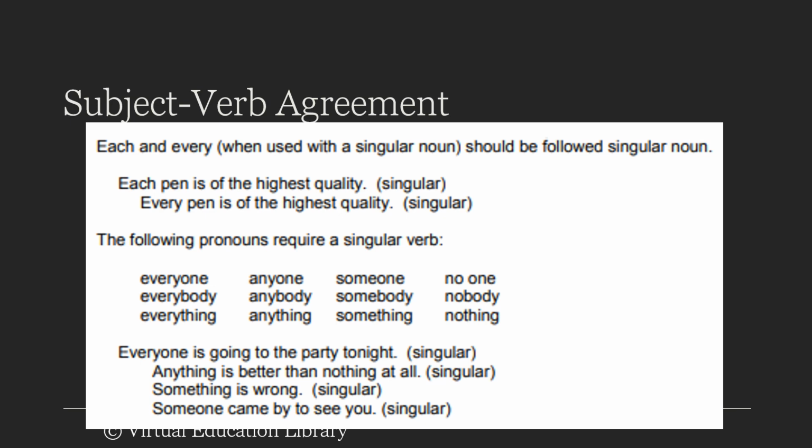The following pronouns require a singular verb. So you need to memorize these words. With them you need to use a singular verb: everyone, everybody, everything, anyone, anybody, anything, someone, somebody, something, nobody, no one, nothing. With them you need to use a singular verb.